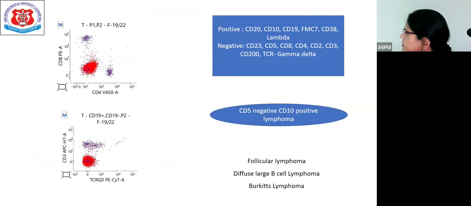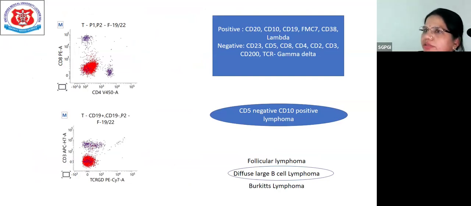So this is a 10 positive lymphoma arising from the germinal centers. In the differential, we have follicular lymphoma, DLBCL, and Burkitt's. This case was that of a diffuse large B-cell lymphoma because the cells were very large in size. In follicular lymphoma, you will see small to medium size cells with the cleaved nuclei.